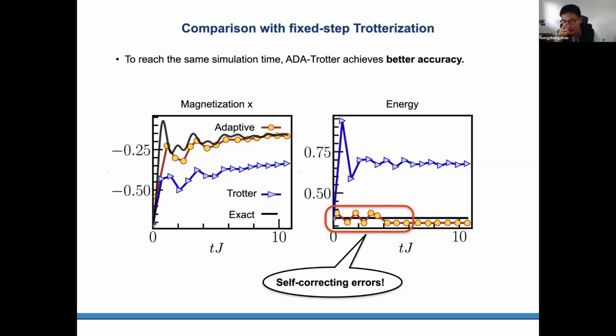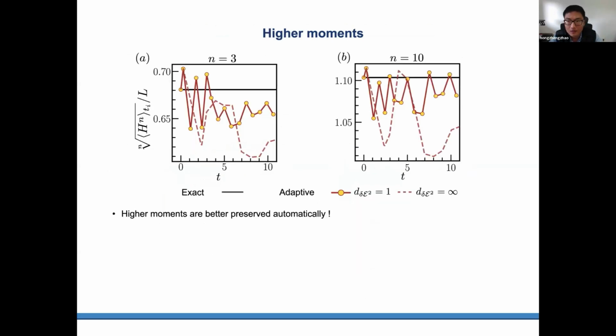But if you look at the energy obtained by using fixed step Trotter, at early times, you see clear deviation, and at later times, you reach this quasi-conservation law of energy, but it significantly deviates from the exact solution, and it cannot be corrected back to the correct energy manifold. So this is actually a very important feature of our adaptive algorithm.